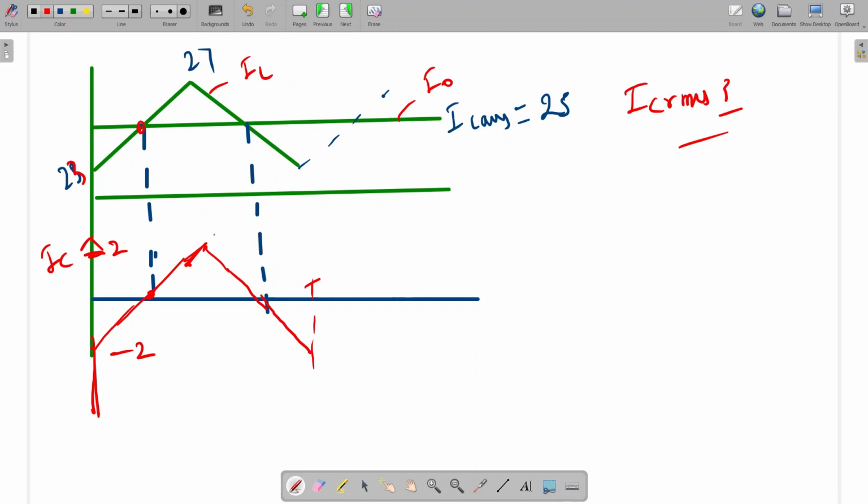This highest value is 2. This is minus 2. And here this section is 0. This will be 0.5. And here this section will be 0.25, and this section will be 0.25, because it will be symmetrical. So mid section will be 0.5. Here it will be 0.25. Here it will be 0.25.